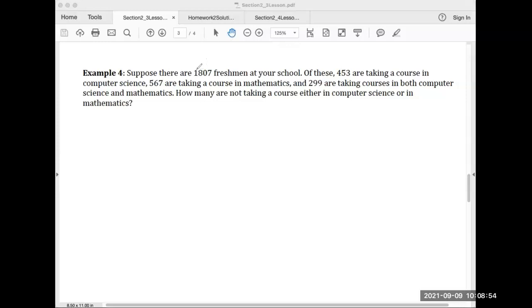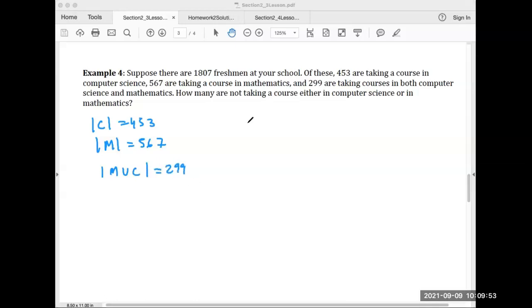Suppose there are 1807 freshmen at your school. Of these, 453 are taking a course in computer science. So computer science is 453. 567 are taking a course in math. And 299 are taking courses in both computer science and math. Let's make a Venn diagram this time.